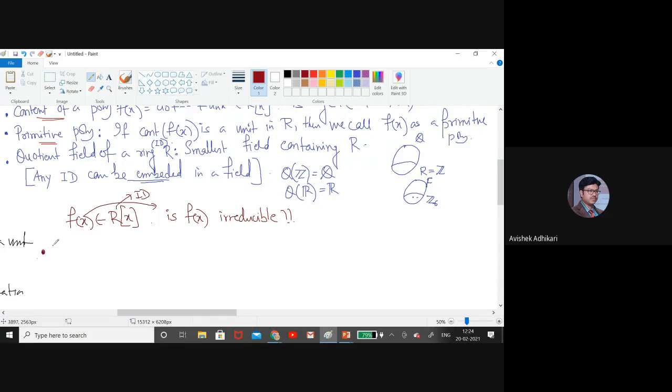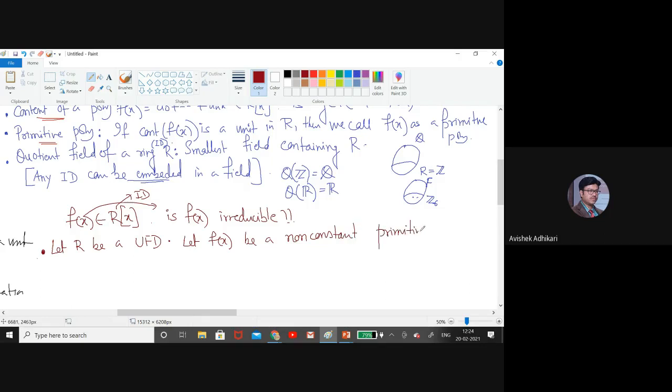This is a very important result, and you must look at the proof of this result in any book. It says: let R be a UFD. Now you understand what we mean by UFD, unique factorization domain. Let f(x) be a non-constant primitive polynomial.